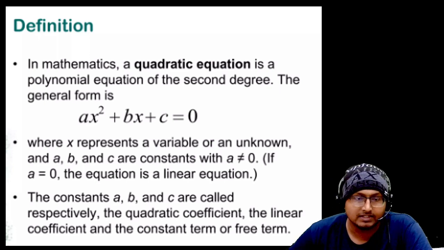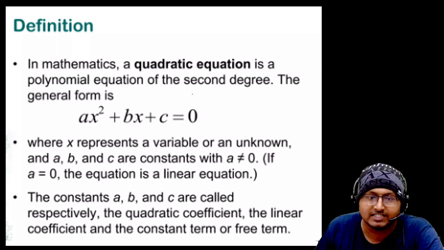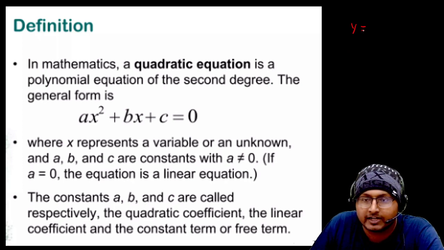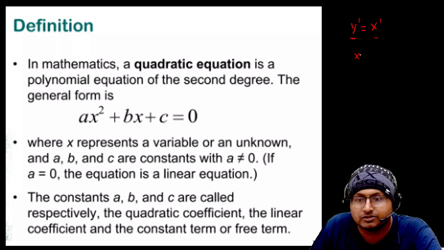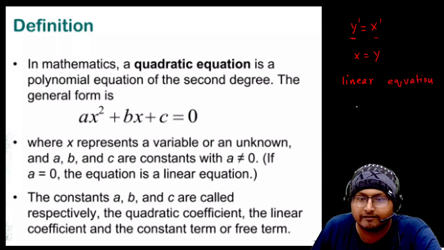See, in mathematics, a quadratic equation is a polynomial equation of second degree. As I have discussed, y equal to x is also an equation, but we don't call y equal to x a quadratic equation. Why? Because what is the power of y here? The power of y is 1, and the power of x is also 1. So x equal to y is a linear equation.